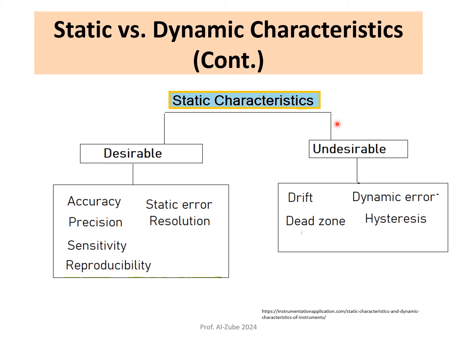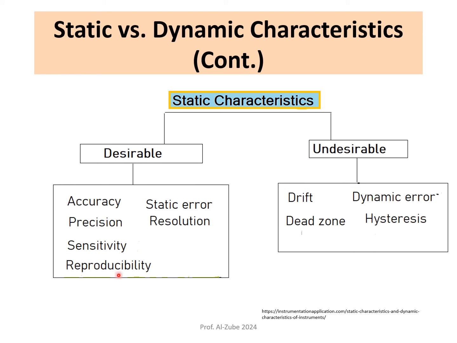For static characteristics, we have desirable characteristics and undesirable characteristics. For the desirable characteristics, in a medical device you would like to have accuracy, right? It's expressed as a percentage of the full scale of the values, which is the measured minus the actual, divided by the actual, multiplied by 100%. That's an accuracy that you would like to see in all biomedical devices, and they need to report it. We're going to talk a little bit more about it.